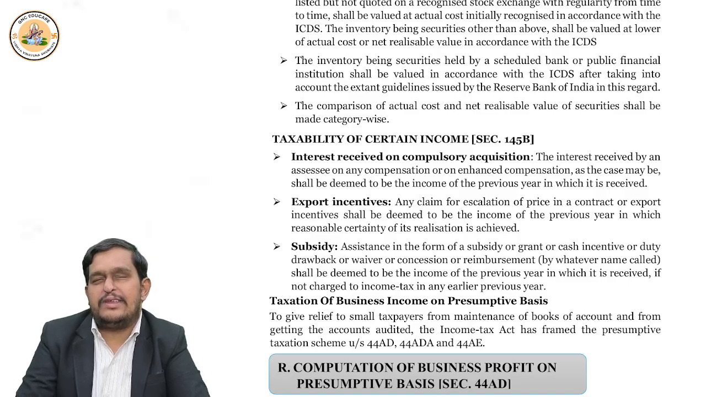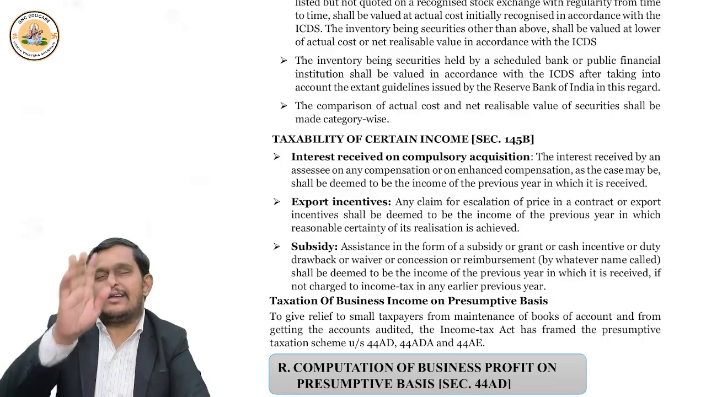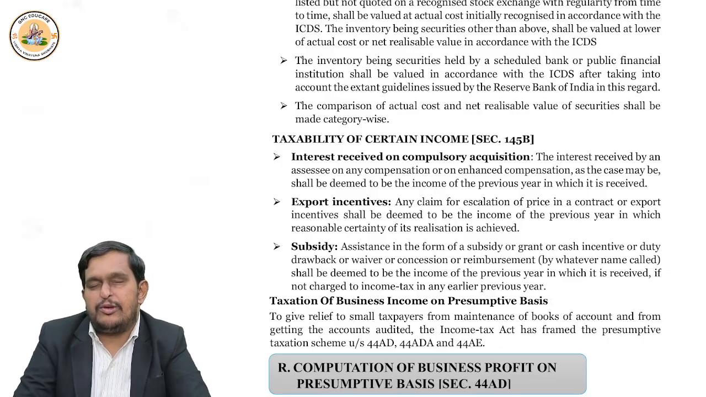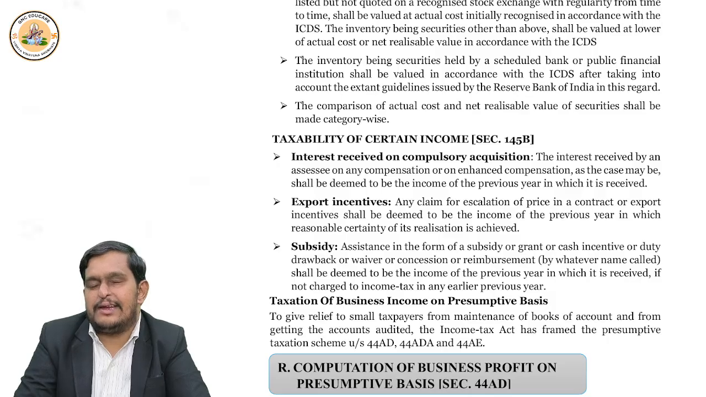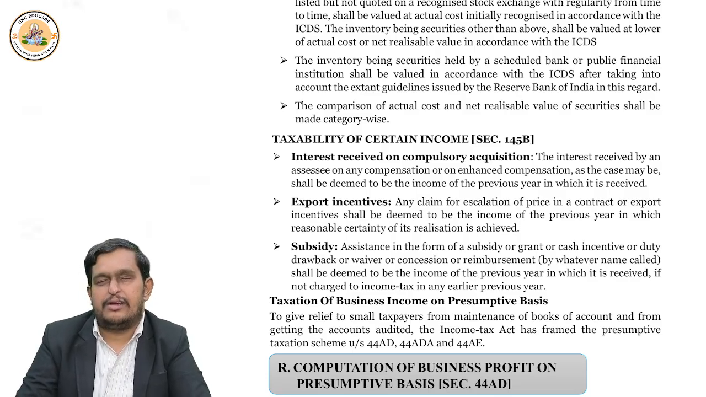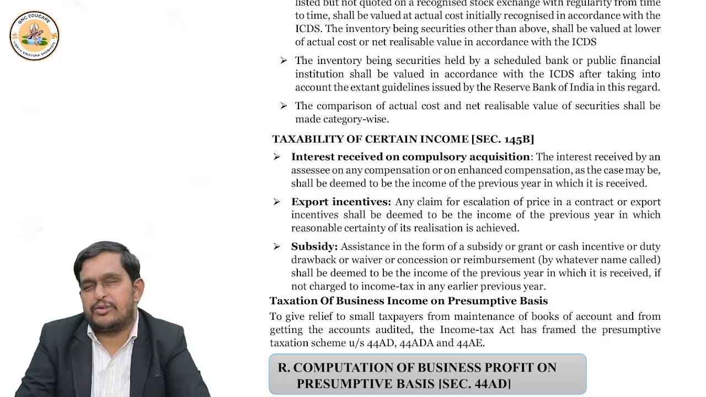That too, the government says a 50% standard deduction we are ready to give. Suppose you receive 1 lakh interest, deduct 50,000 directly, 50% of it. So how much is left? 1 lakh is the interest received, 50,000 is standard deduction, balance 50,000 is taxable. That's it. Now, we are talking about export incentives.